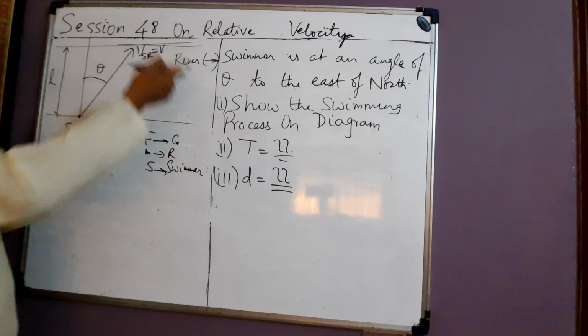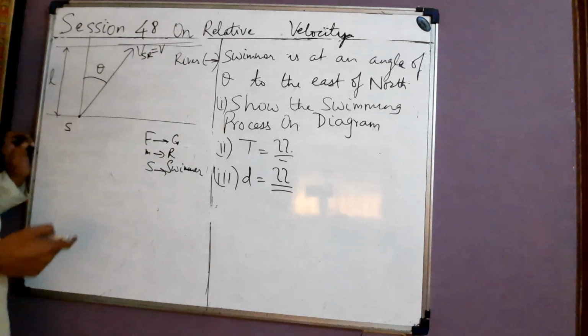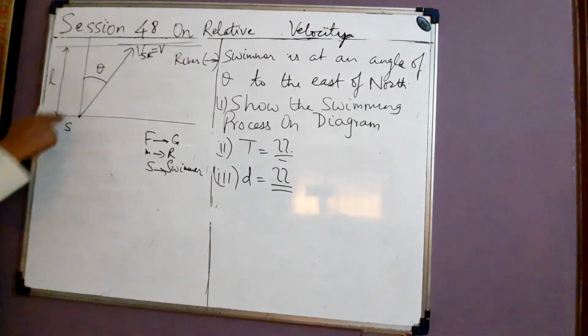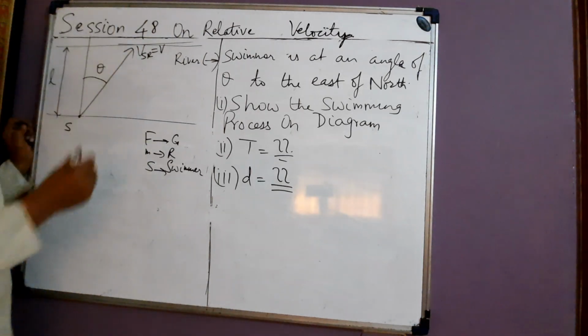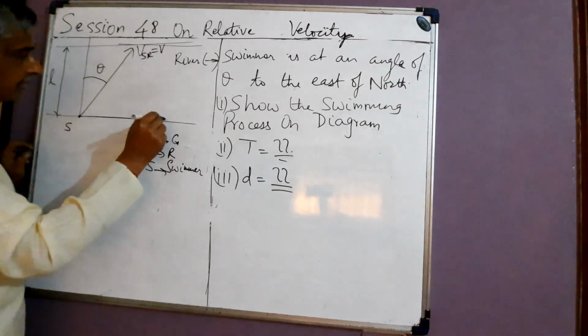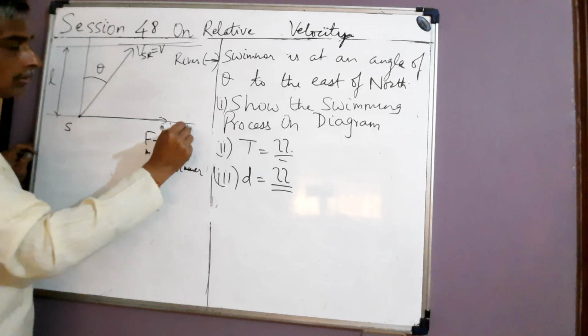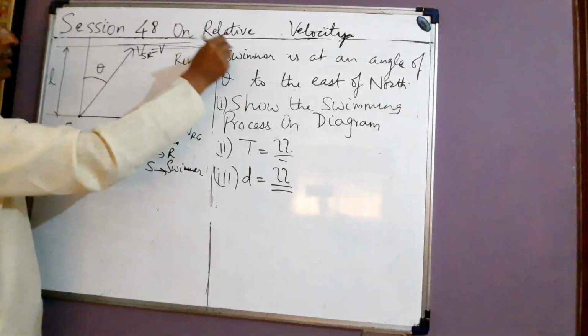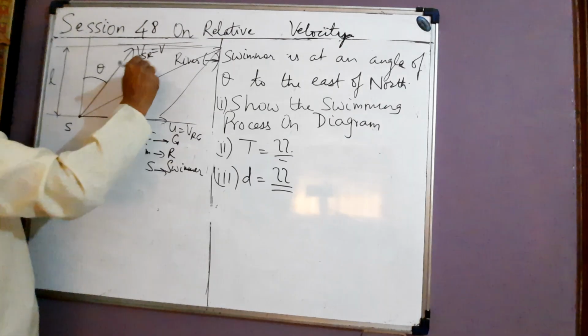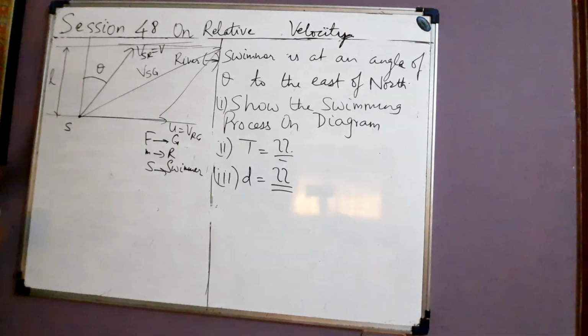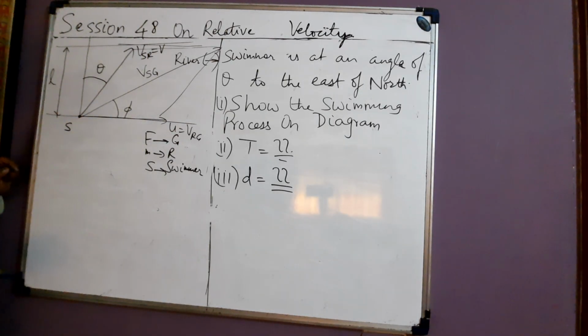As discussed in the 47th video, VSR is nothing but the heading of the swimmer, that is the body axis of the swimmer. Body axis of the swimmer is always along the direction of VSR. And this is the VRG, that is u. The vectors of these two we combine. This is the vector VSG. This makes an angle of phi, say, with the river flow direction.